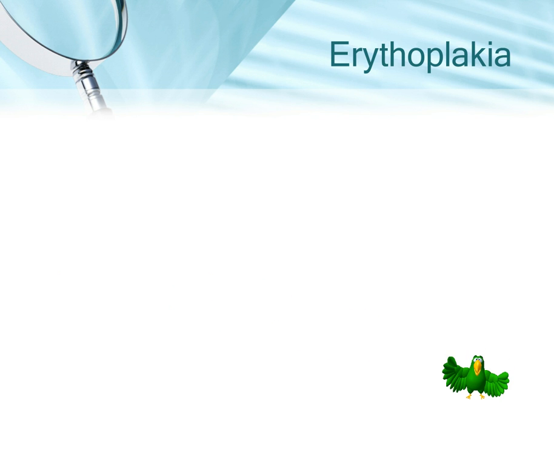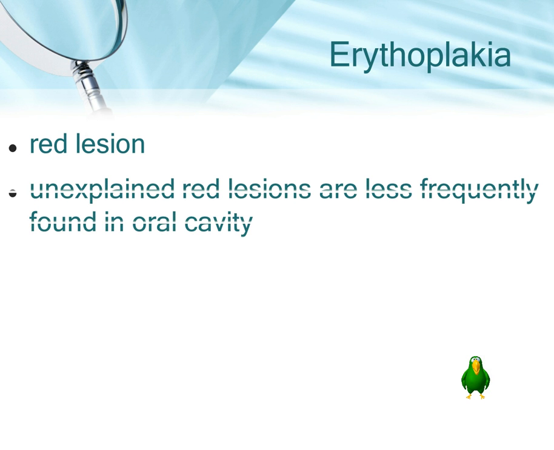We use the term erythroplakia to identify a lesion that's red in color. If an erythroplakic or red lesion is found in the oral cavity, we need to come up with a diagnosis or name for the lesion that we're looking at. Unexplained red lesions are found less frequently in the oral cavity.